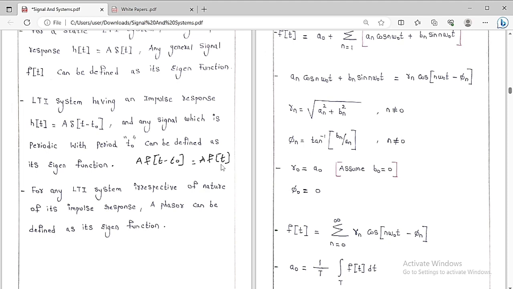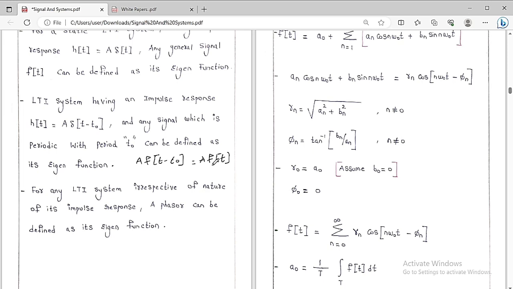So this is what I am trying to tell you. The LTI system having an impulse response h(t) = a δ(t − t0), and any signal which is periodic with period t0, can be defined as its eigenfunction. These things I have already clearly explained. If you take an LTI system whose impulse response is h(t) = a δ(t − t0), and you give a certain input f(t), the output is a f(t − t0).